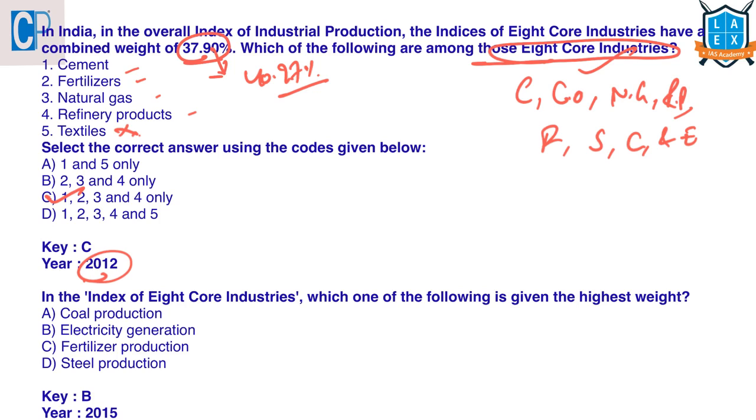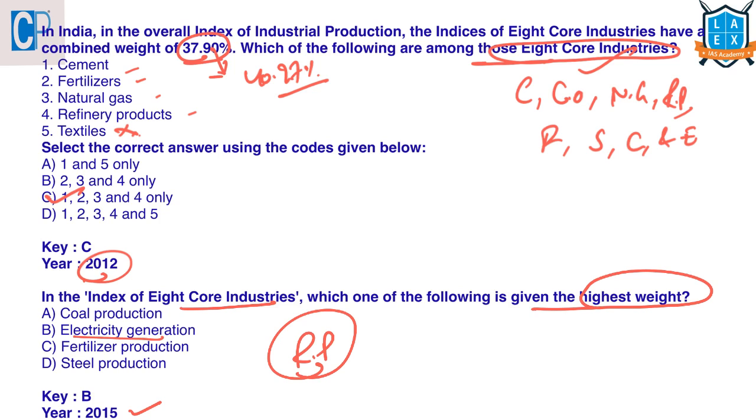The next question is, in the index of 8 core industries, which of the following is given the highest weight? This question was in 2015. At that time, electricity was given the highest weight. But now, it is refinery products. It is not there in the options, but please do remember, it is refinery products which are given the highest weight, followed by electricity.